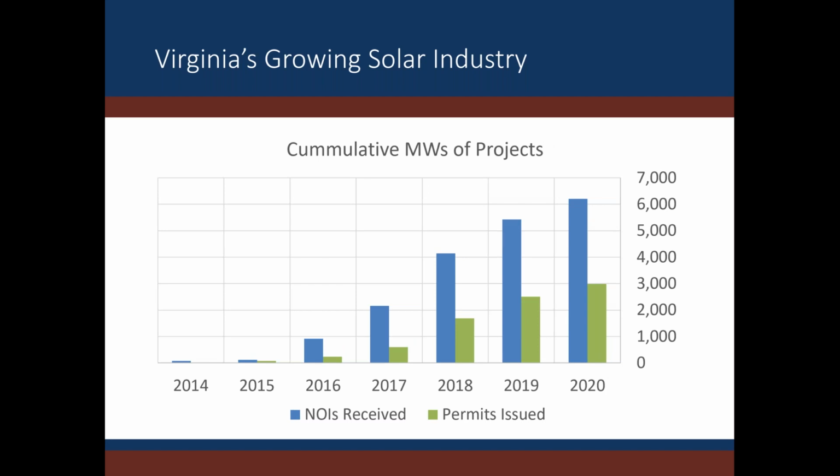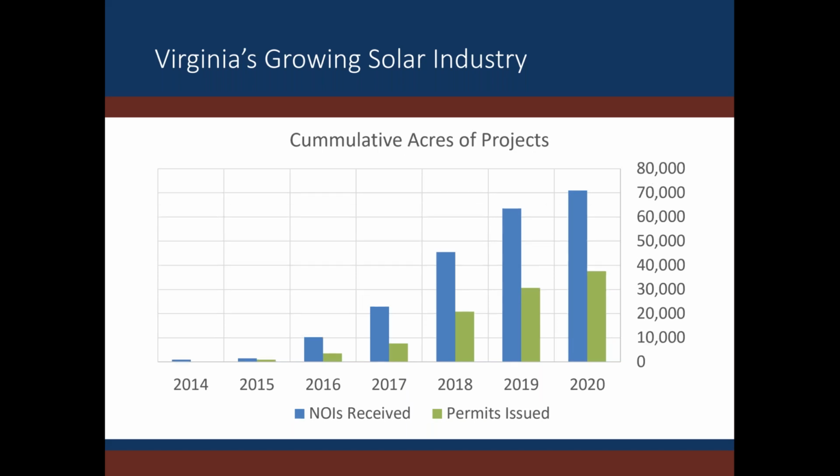Of those permitted facilities, they will generate nearly 3,000 megawatts of power, and the additional projects with notices will generate an additional 3,000 megawatts. The permitted facilities will use nearly 40,000 acres of land in Virginia, and the additional projects with notices will use another 33,000 acres. That's approximately 10 to 12 acres for every megawatt produced.